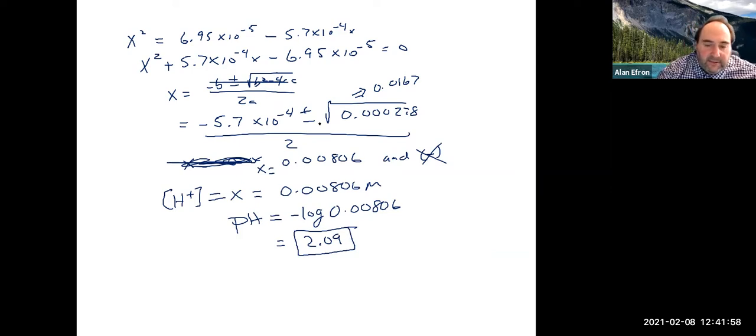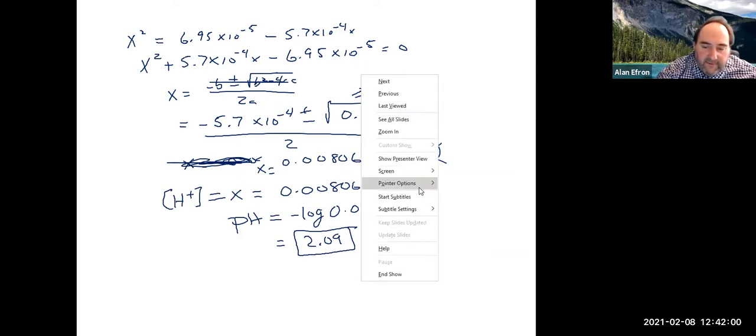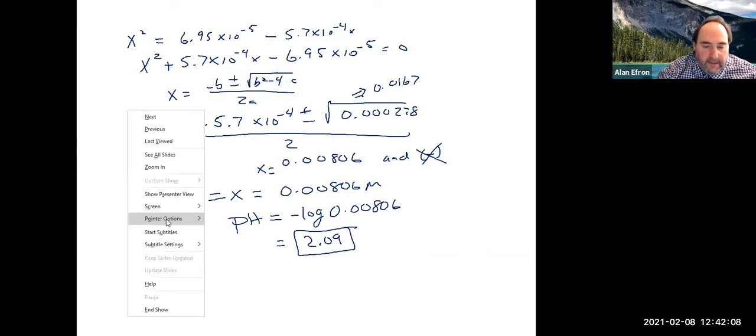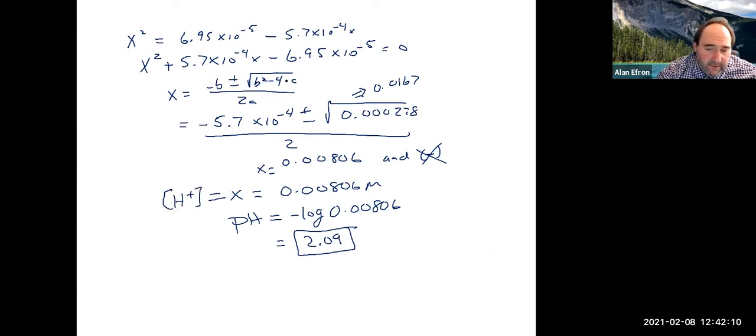Any questions on where any of the numbers came from, why we did any of that? Again, it's really important to make sure that you check your assumption. As you can see, it will not work 100% of the time, so you definitely want to make sure that you check it.